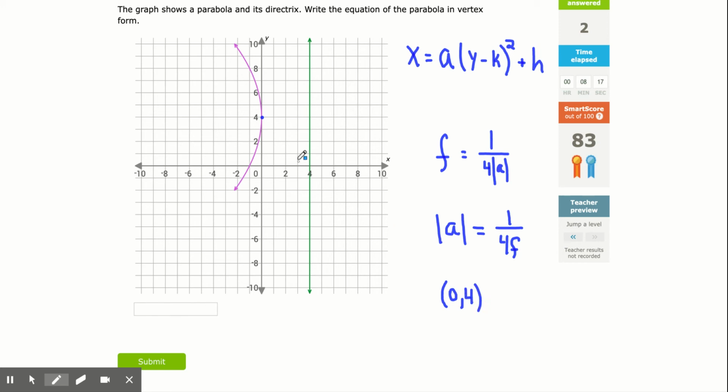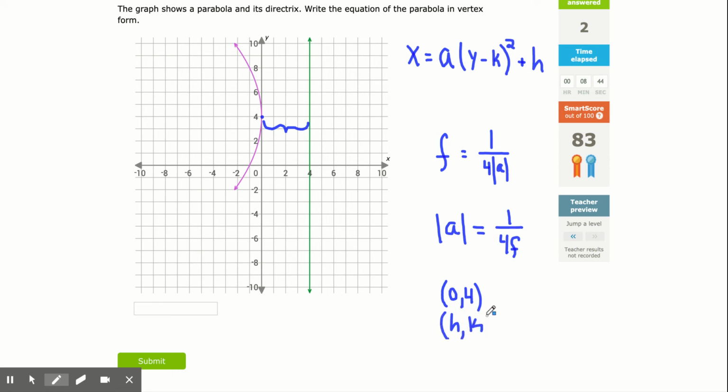Now, it doesn't give me the focal point, it gives me the directrix. But remember, the distance from the vertex to the directrix is the same as the focal length. So I know my f value. I need to find a. I know k and h, right? Because remember, h is the x value of our vertex, k is the y value. So I know my vertex. I just need to find my a value.